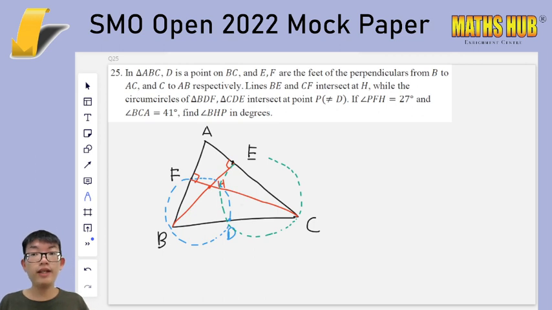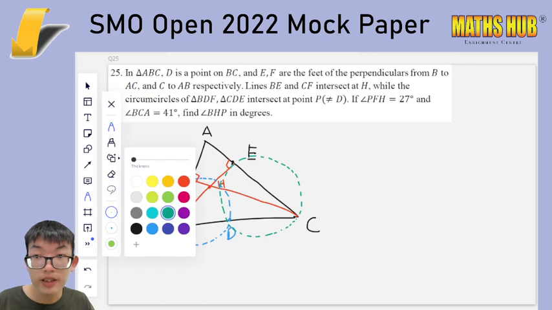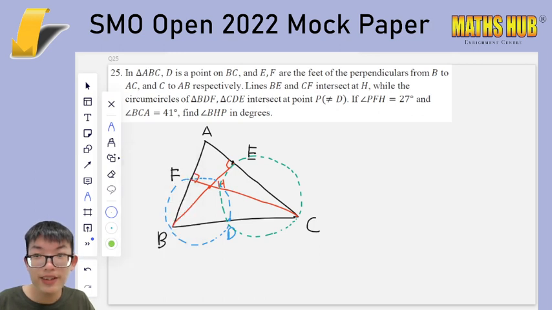Okay. And now we're given a couple of angles, EFH and BCA. So I need to highlight that point. I will highlight it in a bright color so that we can see. It looks like it's going over that point H. H is here, so I will just label H. This is H, this is P.